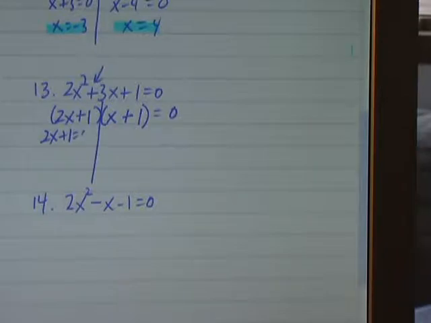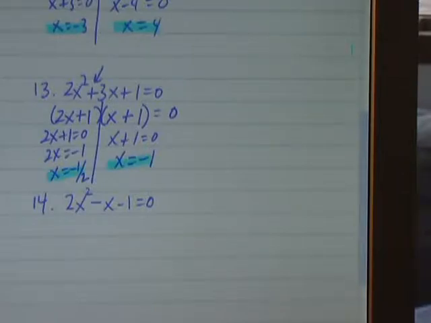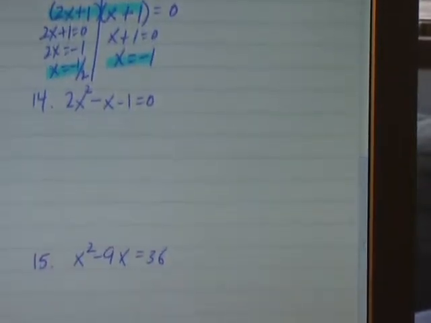I'll set them each equal to 0. 2x plus 1 equals 0. 2x equals negative 1. X equals negative 1/2. X plus 1 equals 0. X equals negative 1. So those are my zeros. X is equal to negative 1/2 or x is equal to negative 1. Substitute those into either one of those expressions and you'll get 0.